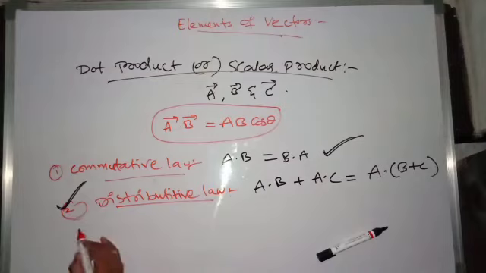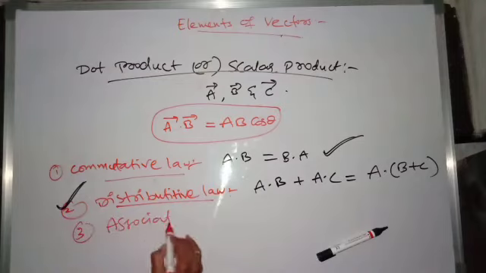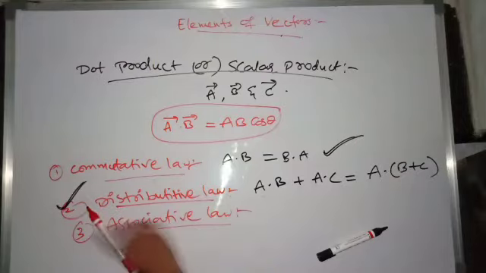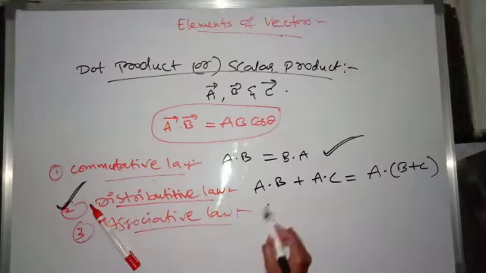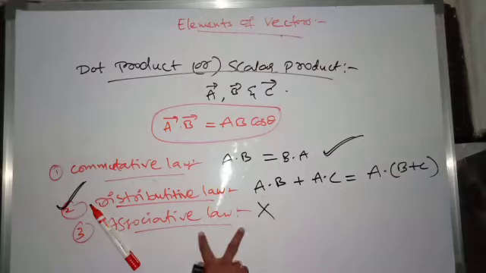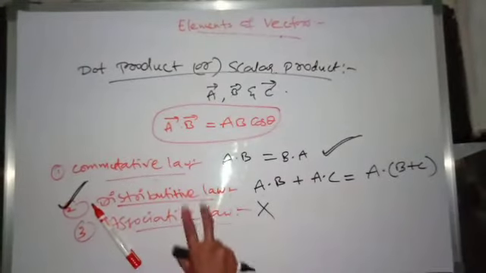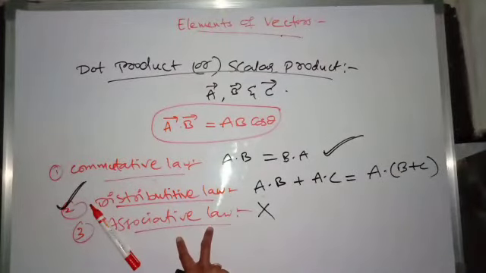And coming to associative law, or associative property. It doesn't obey the associative law. So dot product, and also cross product, doesn't obey the associative law.